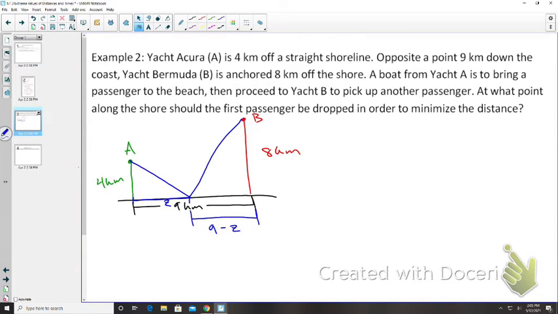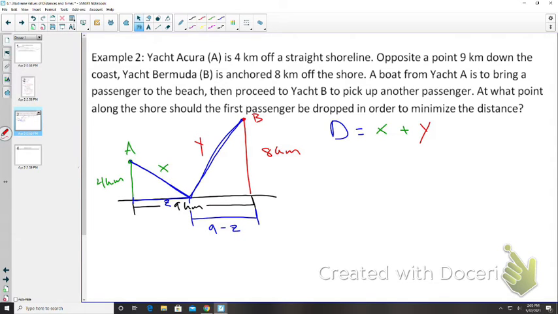Okay? My x value is going to be the hypotenuse here. That is going to be the distance that A traveled. And then my other hypotenuse is going to be my y value here. So the distance that this boat is going to travel goes from A to the shore to B. So the distance in total is going to equal x plus y.